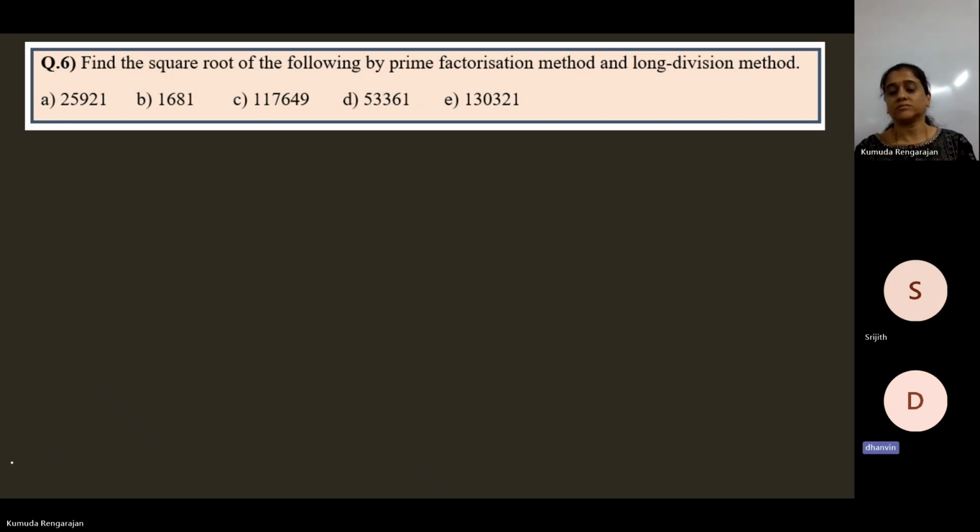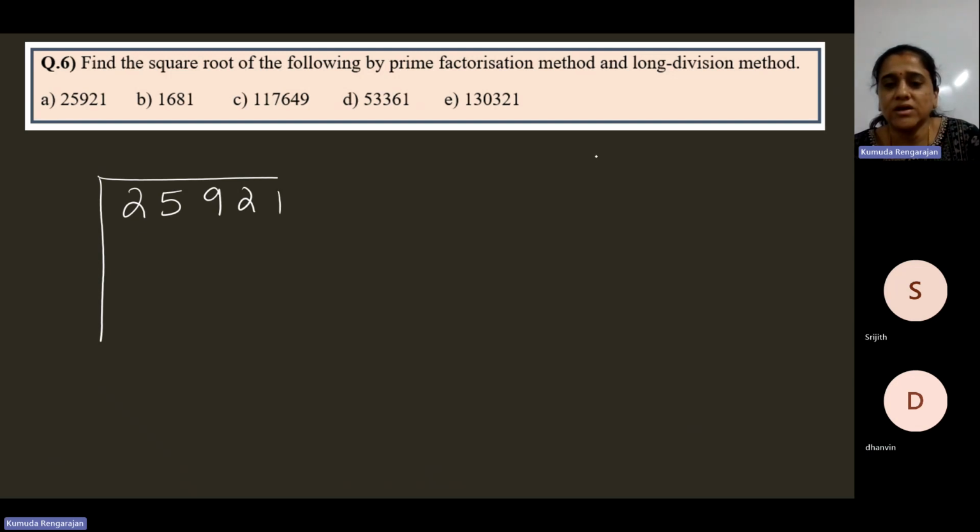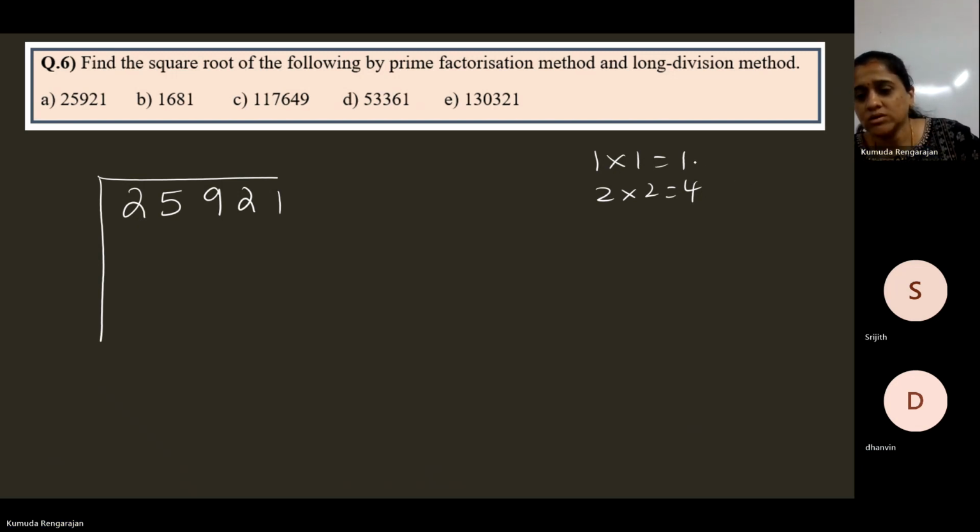Ma'am, doubt. Yes. Ma'am, the first number is 2, ma'am. It's not the square of any number. So what should we write? 25921. Yes. Take the closest product. 1 into 1 is 1. 2 into 2 is 4. But this is 2, so you don't find 2 here. So which is that number just less than 2? 1. So 1 into 1 equals 1.